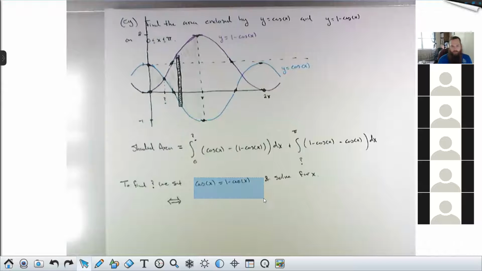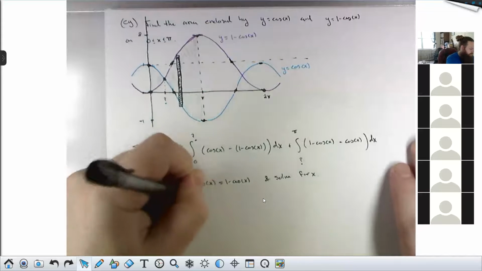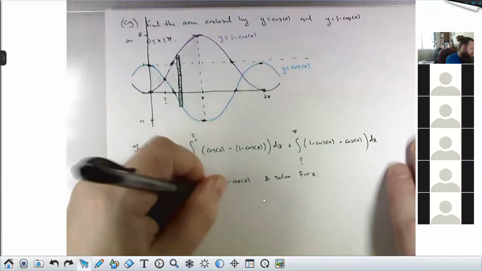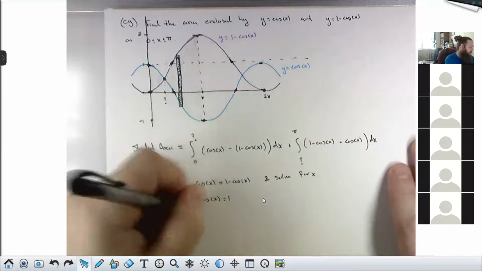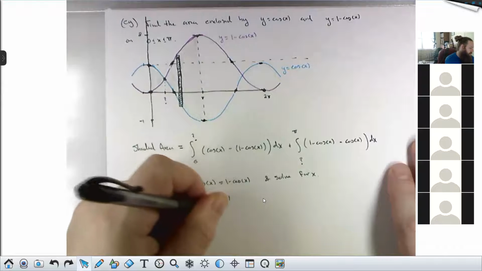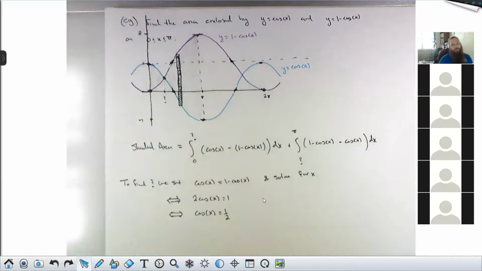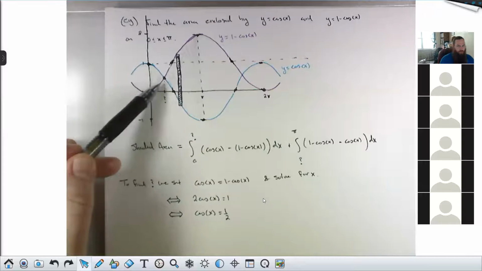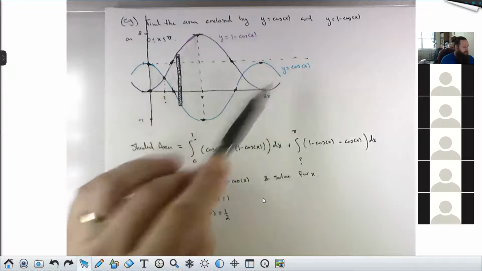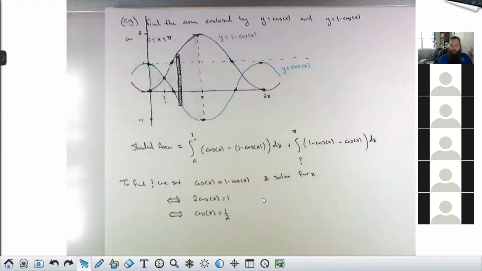All right, let's solve this. This is equivalent to 2 cos x equals 1, which is itself equivalent to cos x equals 1/2. And there's infinitely many solutions to this equation, right? And there's infinitely many intersection points. There's another intersection point over here. There's the one here that we're looking for. There's another one here. These two graphs touch infinitely many times, and each one of those touches is a solution to this equation. How do I know which solution to take?